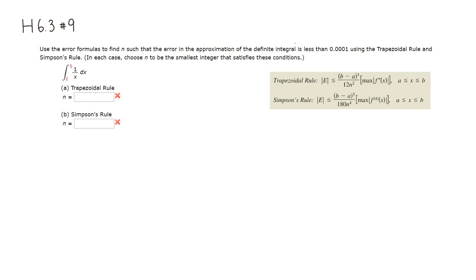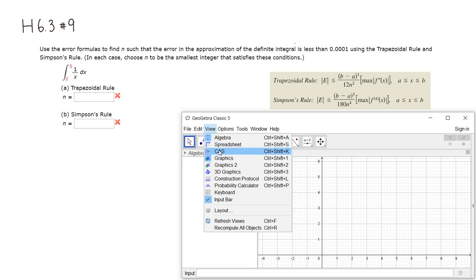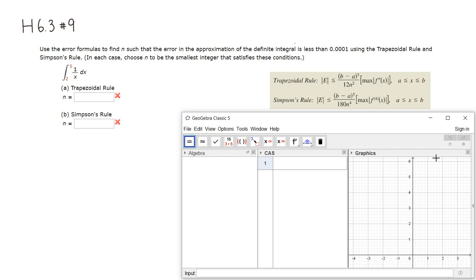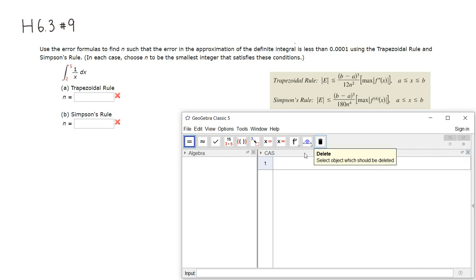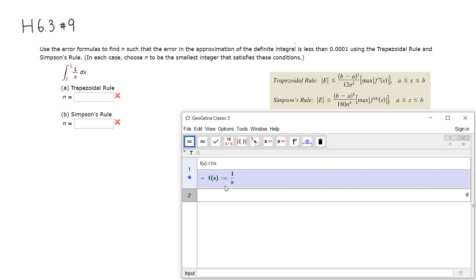I'm going to use GeoGebra here. First, I'm going to open up a view called CAS, Computer Algebra System. Open that up. We don't need graphics or algebra here, so I'm going to close those. Then first I'm going to define a function f of x, so f of x colon equals 1 over x. Hit enter.